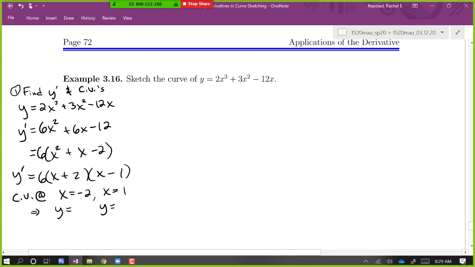So I get 20 for the y coordinate, and then at x equals 2, and at 1, -7. Once you have your critical values and you have your first derivative in factored form, we can make a sign chart.